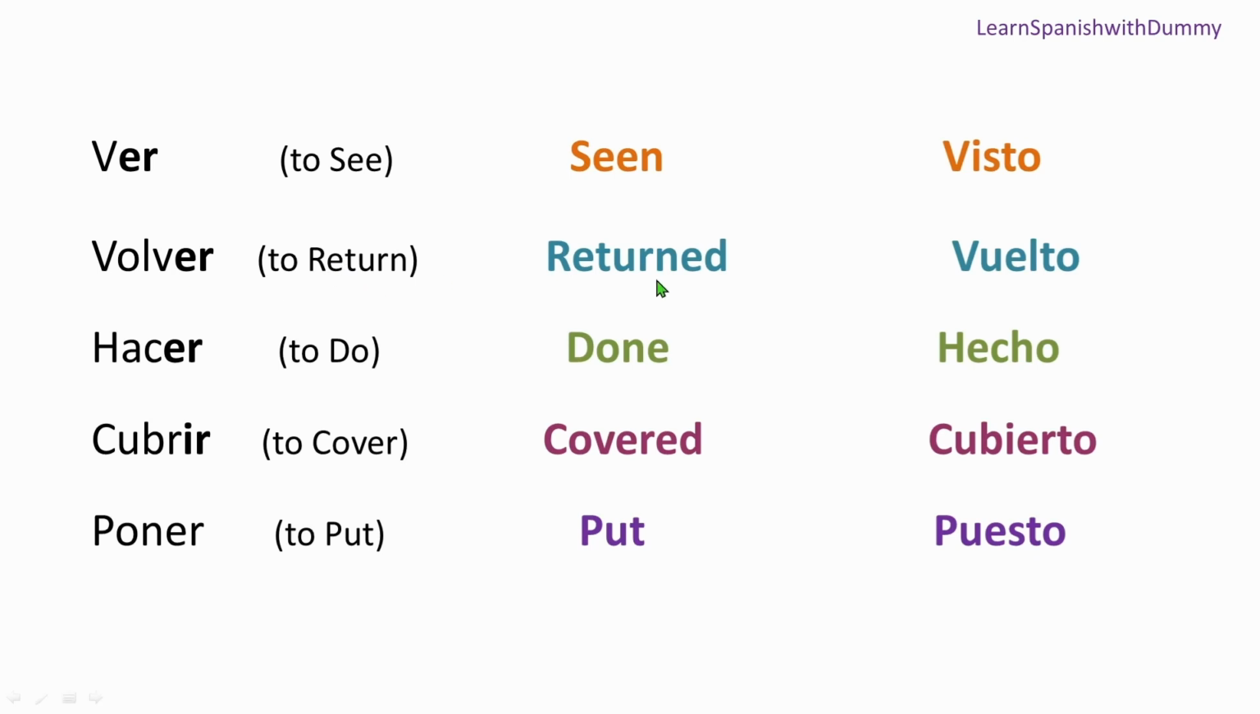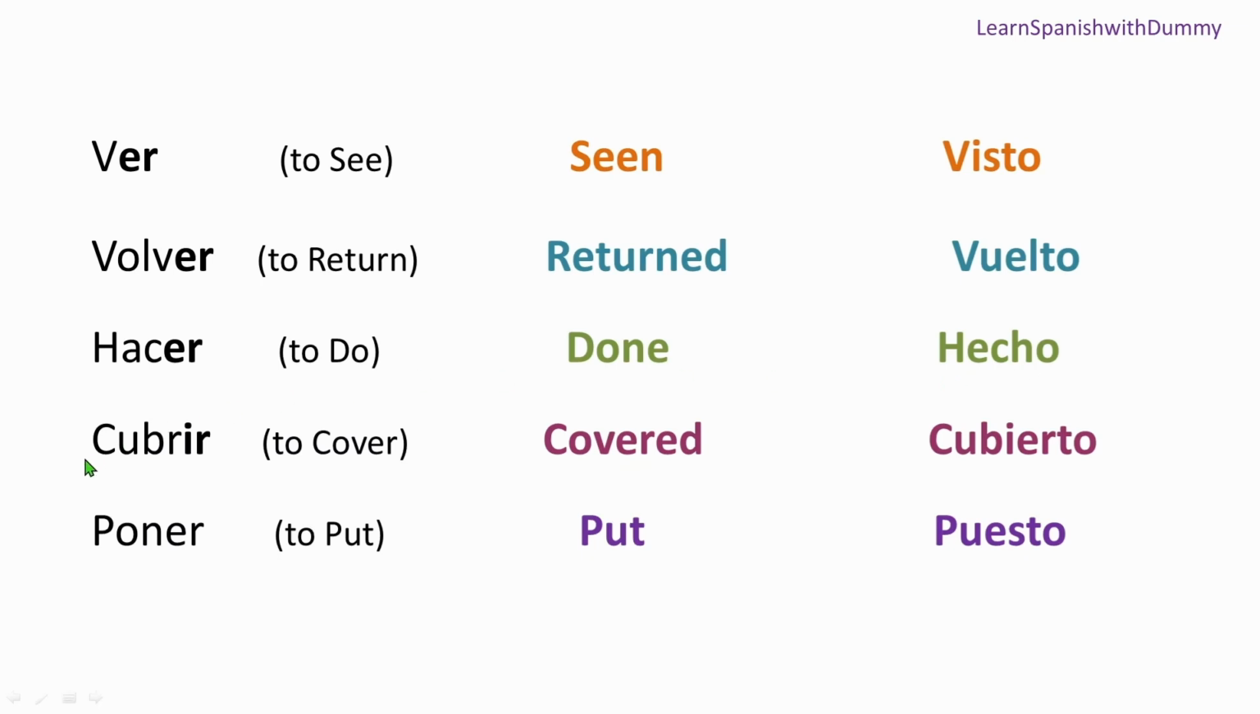Volver. Volver is to return. Now I'm going to make it returned, right? She has returned from the vacation. So volver will become vuelto. Vuelto means returned. Hacer. Hacer means to do. So the past participle of do is done, right? I have done my work. So how do you make it? Hacer becomes hecho. Hecho means done.